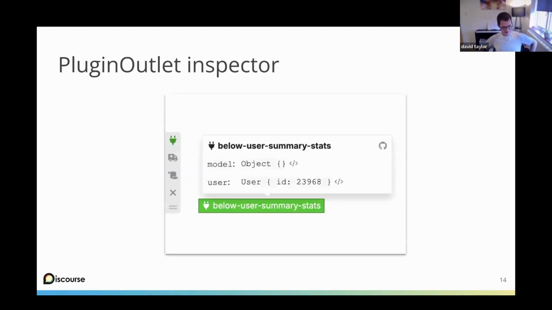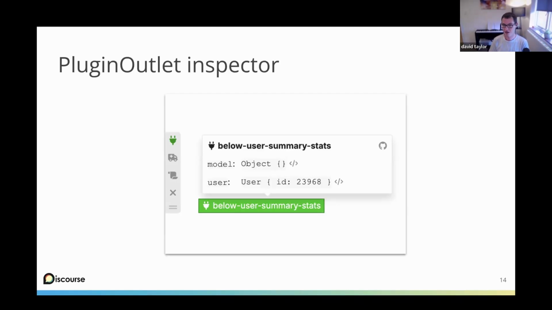Now, I mentioned we have hundreds of these. So the challenge is, how do you figure out where they all are and which one to use? One way is to look through the Discourse source code. It's open source, you can do that. Maybe a bit tedious if you're not familiar with Discourse. Another way is the Ember inspector. Plugin outlet's just a component. So it shows up in the tree and you can see the arguments.